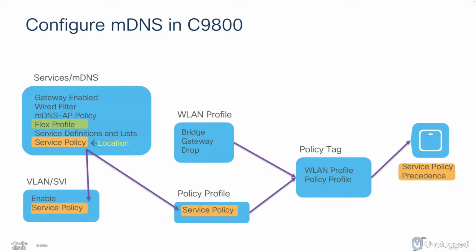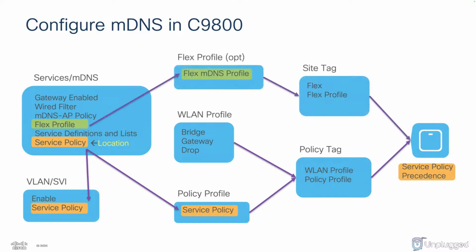So this is back to that best practice. If we don't need it, just drop it. If you're a little bitty office, you can bridge it. But if you're not, let's put it on a gateway and let's do this the right way. Okay. And then we're also going to add the service policy we built in the mDNS to the service profile, and then we're going to put that on a policy tag, and then we're going to assign that to an AP.